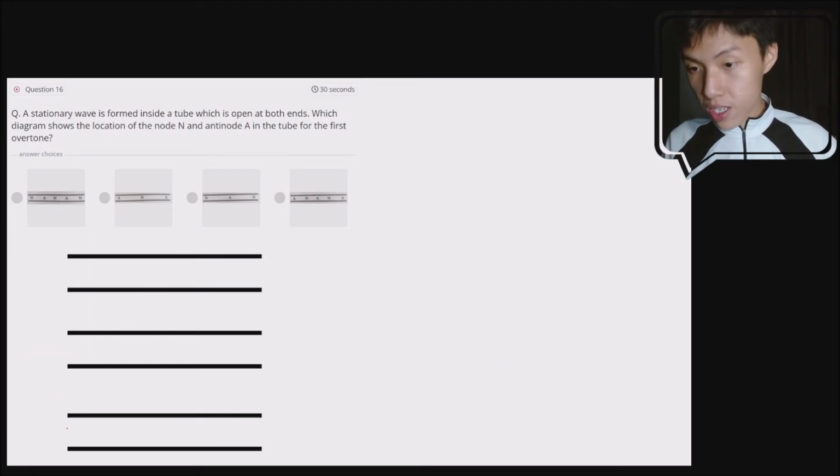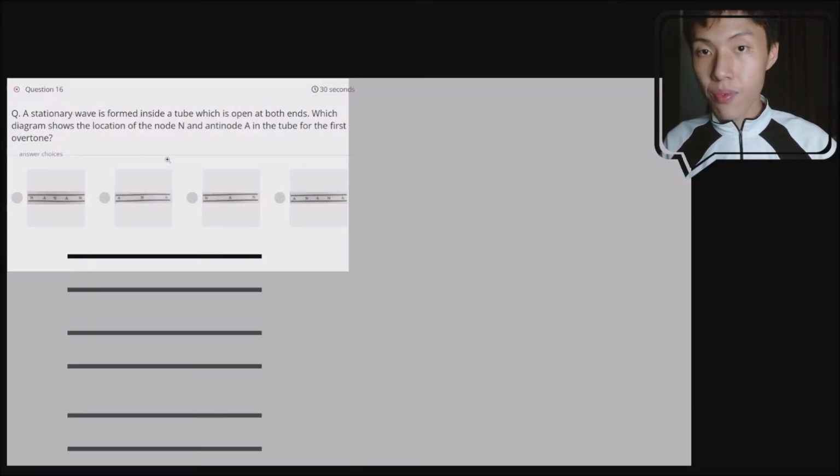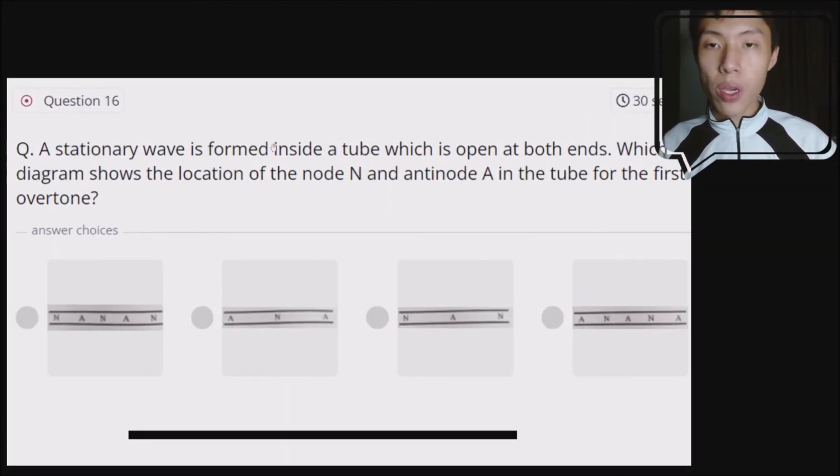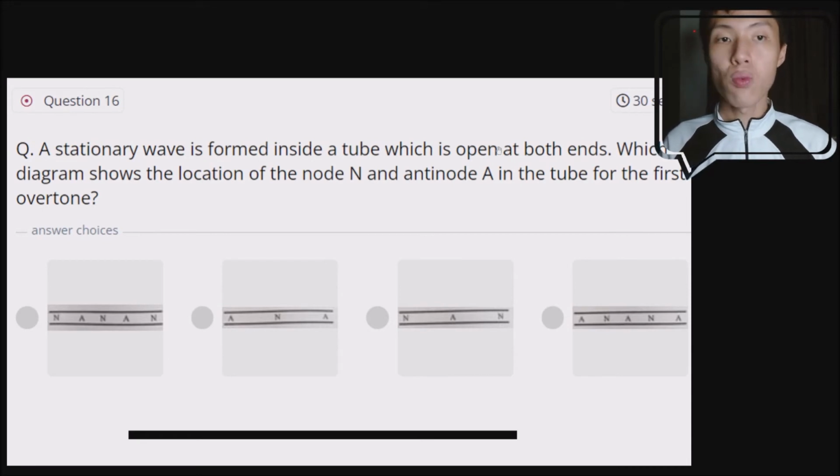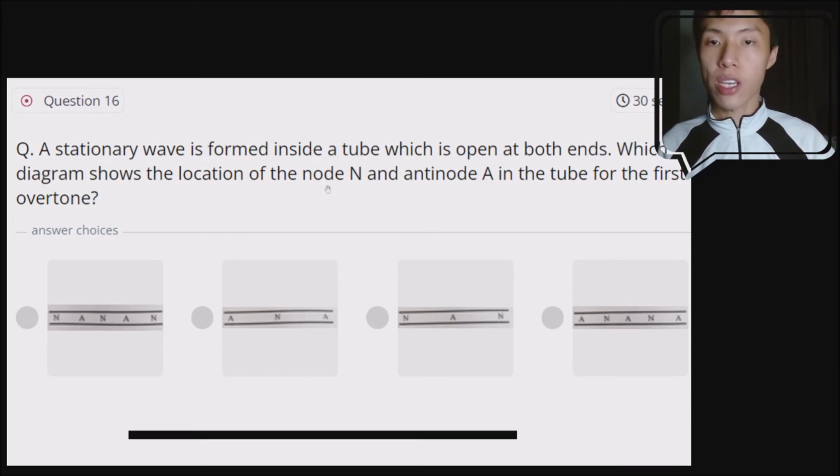So question 16. A stationary wave is formed inside a tube which is open at both ends. So you see that both ends here are not closed. So which diagram shows the location of the node and antinode in a tube for the first overtone? Okay, first overtone means it's the next tone after the fundamental tone.